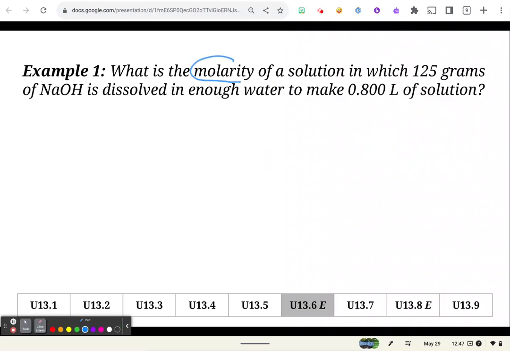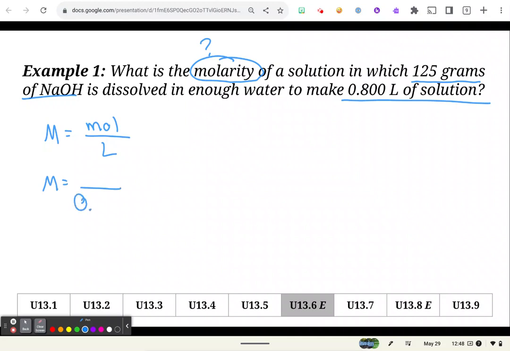It's asking me for the molarity of a solution in which 125 grams of NaOH is dissolved in enough water to make 0.800 liters of solution. So again, I think it's always a good idea to start with the molarity equation. Molarity is moles over liters, and then I'm going to put in what I know. I don't know the molarity, so this is what I'm trying to find. I do know, however, that I have 0.800 liters of solution, but I do not know the number of moles.